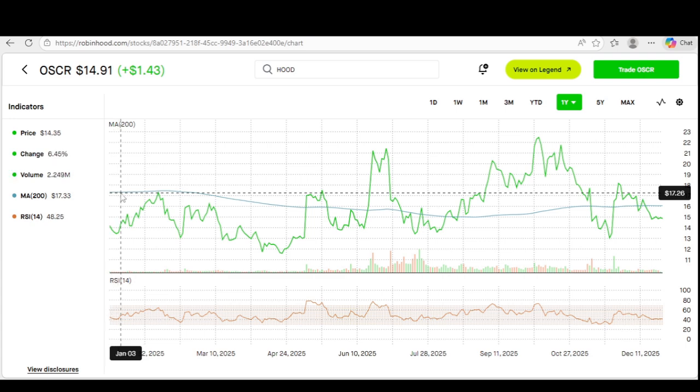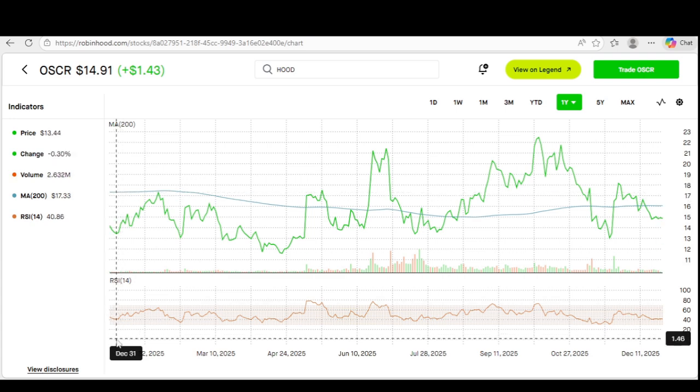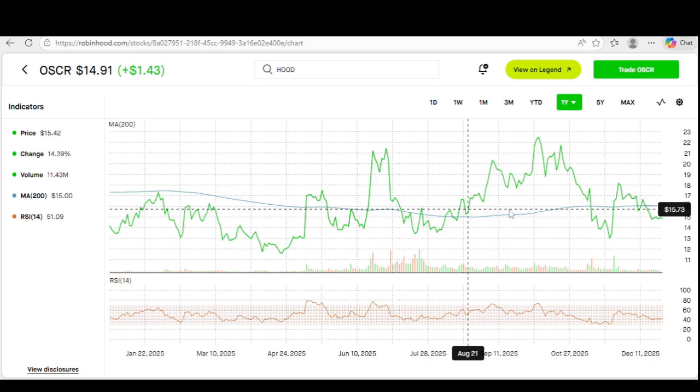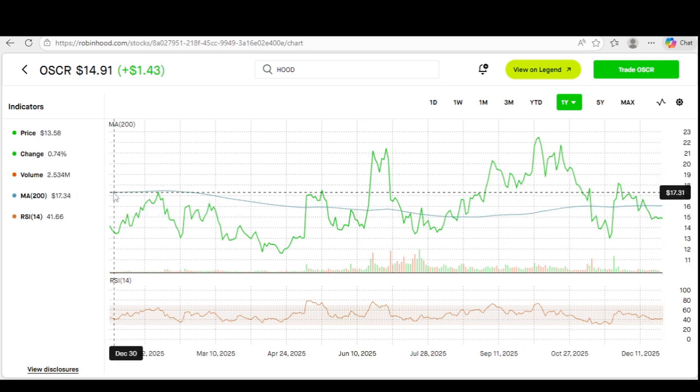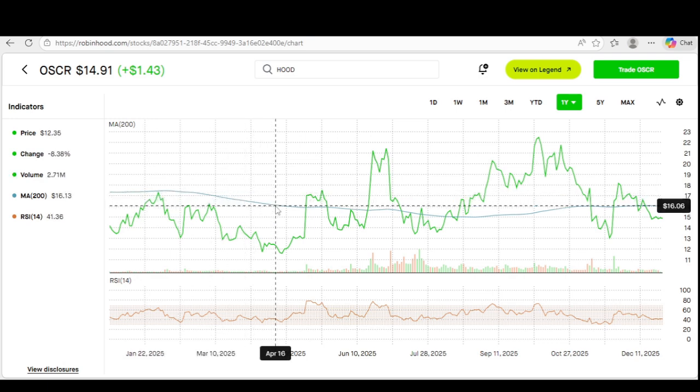If I move my cursor, you could see whenever I move the cursor, you're going to see the date to the bottom here. That date is going to change. And if you go out to the right here, you're going to see the price is going to change. So just watch as I move the cursor and you could see the price and the date is also going to change.